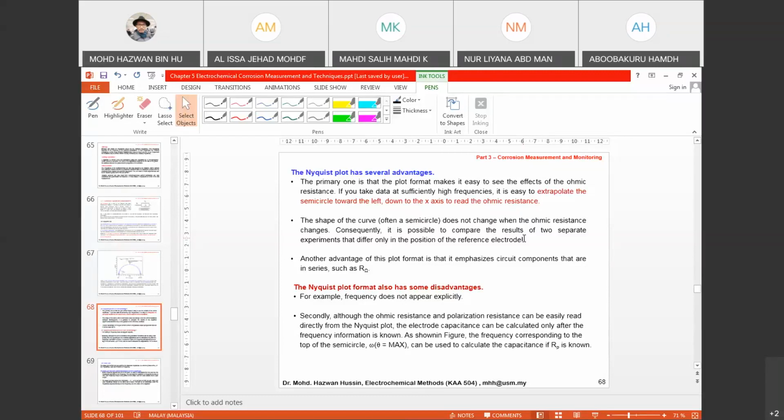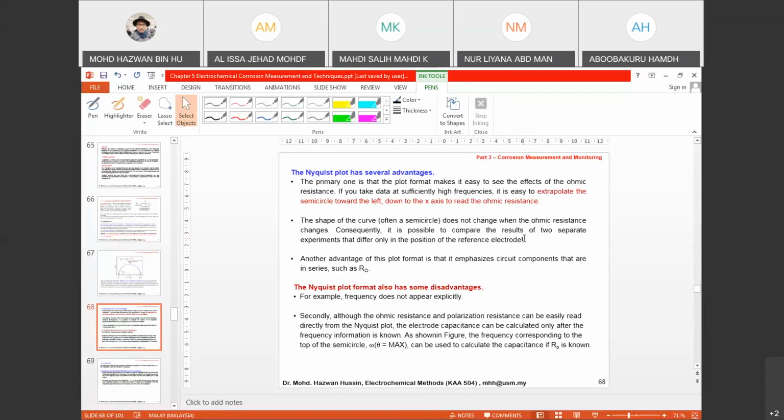So as I say, it's important because in your exam or in your test, sometimes I will test you what will be the advantages of Nyquist plot over Bode plot, or advantages of Bode plot over Nyquist plot. So Nyquist plot has several advantages. The primary one is that the plot format makes it easy to see the effect of ohmic resistance. You can see it easily because you see a semicircle increase if you overlay. So you can indicate, okay, when I add this corrosion inhibitor at different concentrations, I have this kind of trend.